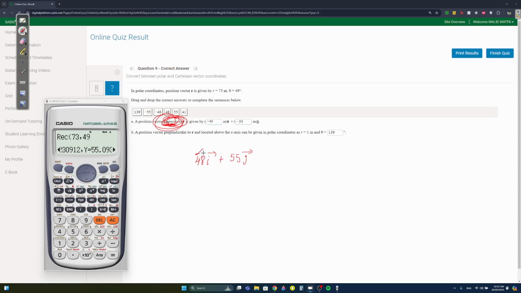Okay, so what does it become? Negative 48, negative 55? Okay, and then they say a position vector perpendicular to r. Okay, perpendicular to r and located above the x-axis.